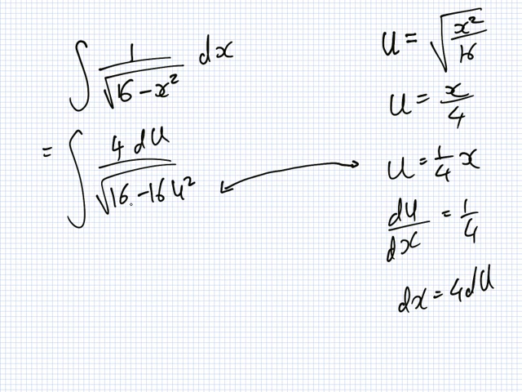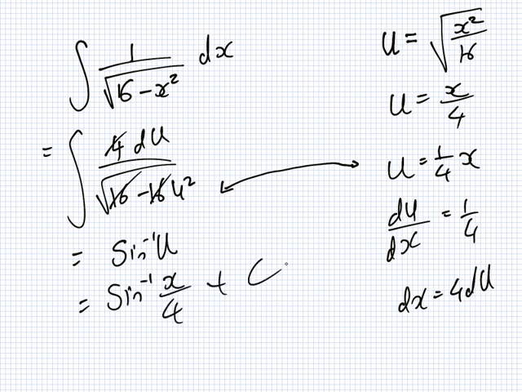Now this is nice because I can take the 16 out. And what's the square root of 16? 4. So what's nice is they all cancel, and I'm left with 1 over root 1 minus u squared, which integrates to sine inverse u. But sine inverse u is sine inverse of x over 4. Just like the tan inverse example.